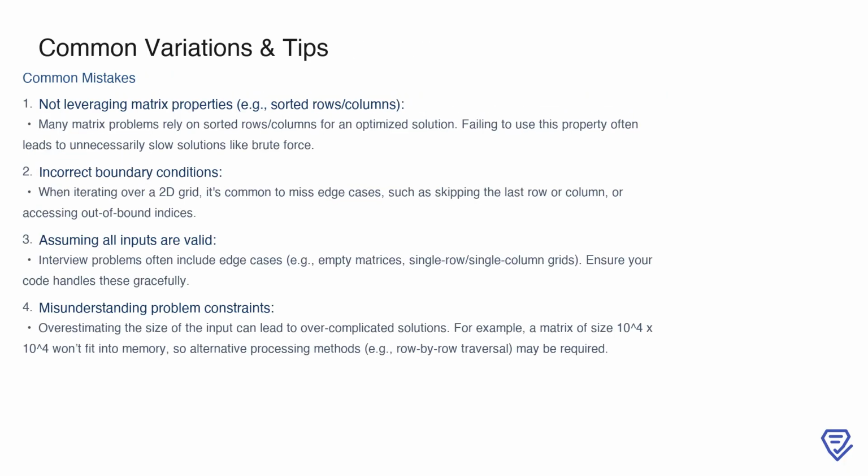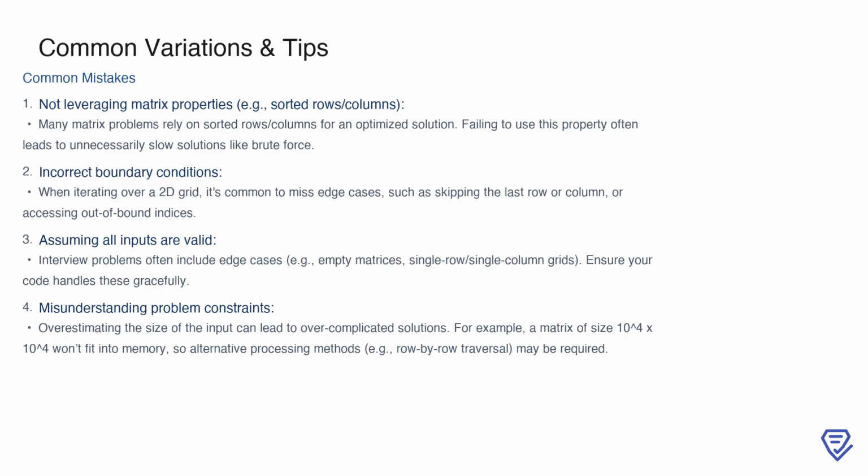A common pitfall in matrix problems is failing to utilize the properties of sorted rows or columns. These properties often allow for optimized solutions, but if overlooked, you might resort to slower methods like brute force. Another frequent mistake involves boundary conditions. When working with a 2D grid, it's easy to miss edge cases, such as skipping the last row or column or accidentally accessing indices outside the matrix bounds.